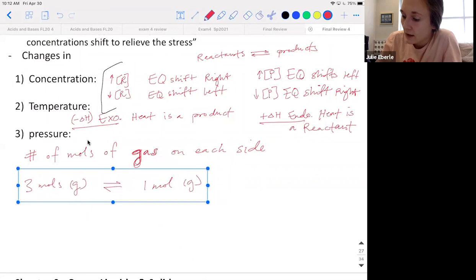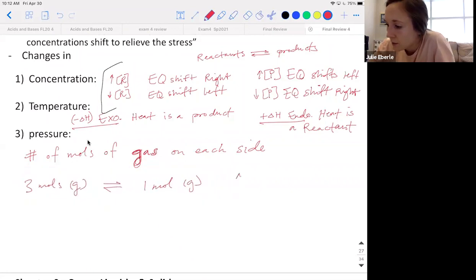Okay, if you have something like this, if you increase pressure, equilibrium shifts. If you increase pressure, it'll shift to the side with fewer moles of gas. So it'll shift to the, what is that? It's my right. It'll shift right.